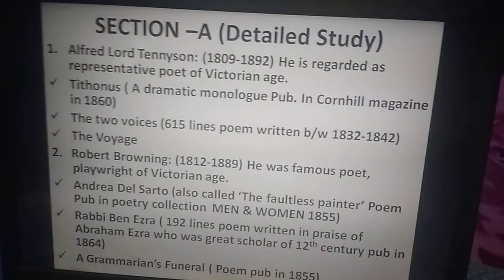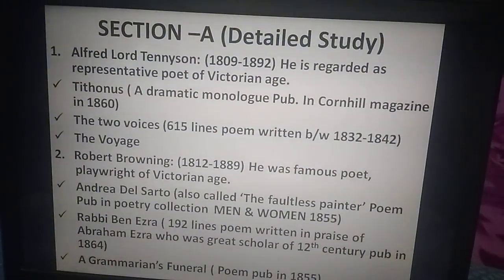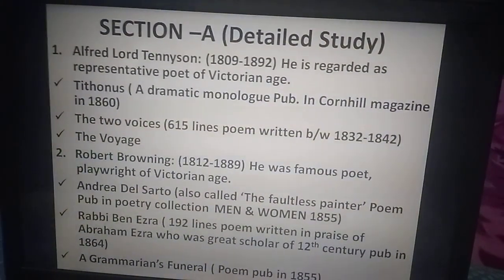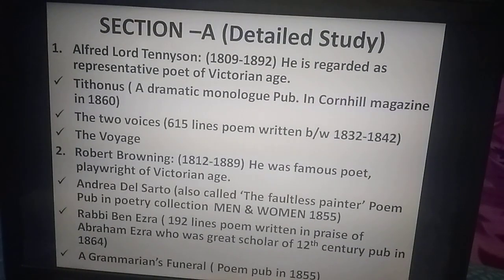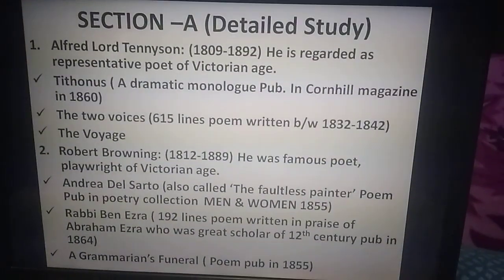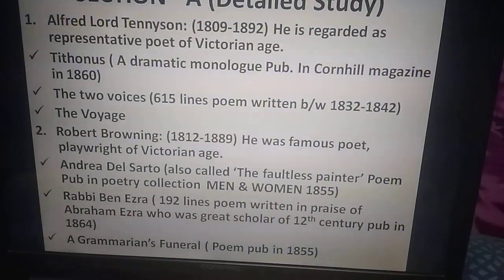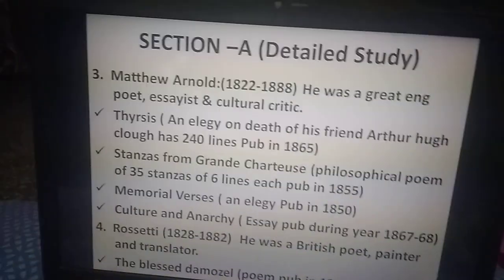The second poem is Rabbi Ben Ezra. It is a 192-line poem which is written in praise of Abraham Ezra, who was a great scholar of the 12th century, and it was published in 1864. The third poem is A Grammarian's Funeral. It is a poem which was published in 1855. Then we move on to the next author.